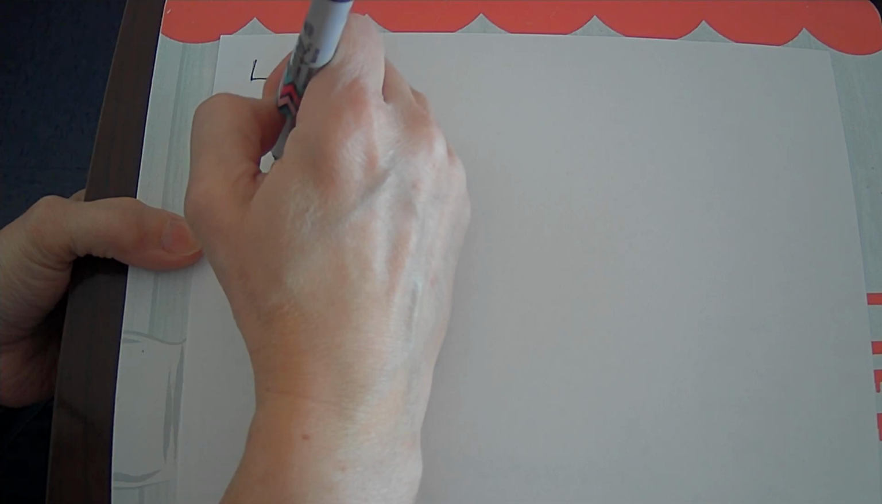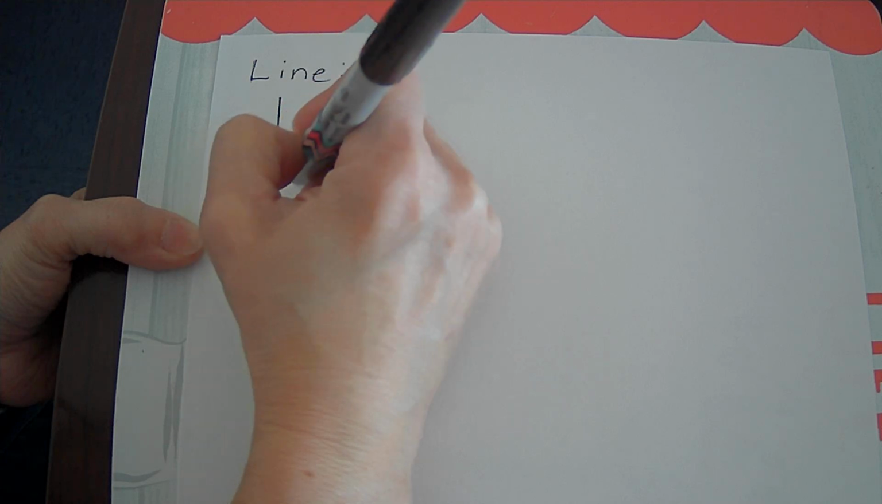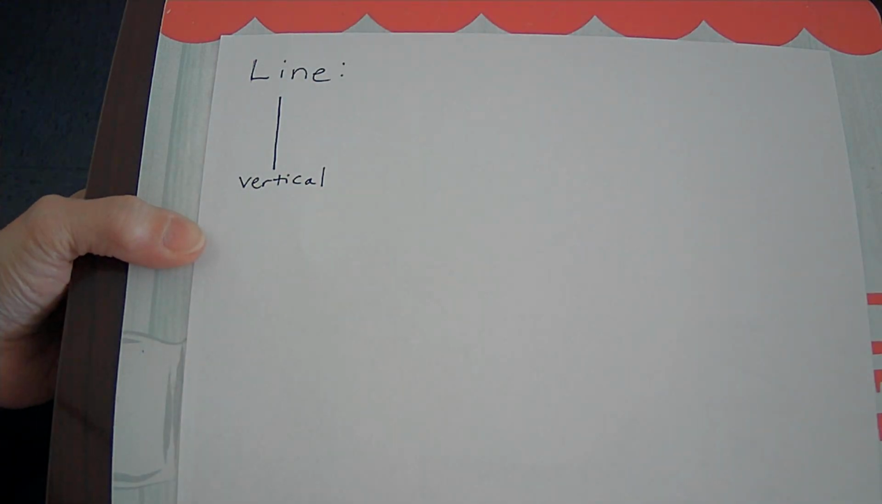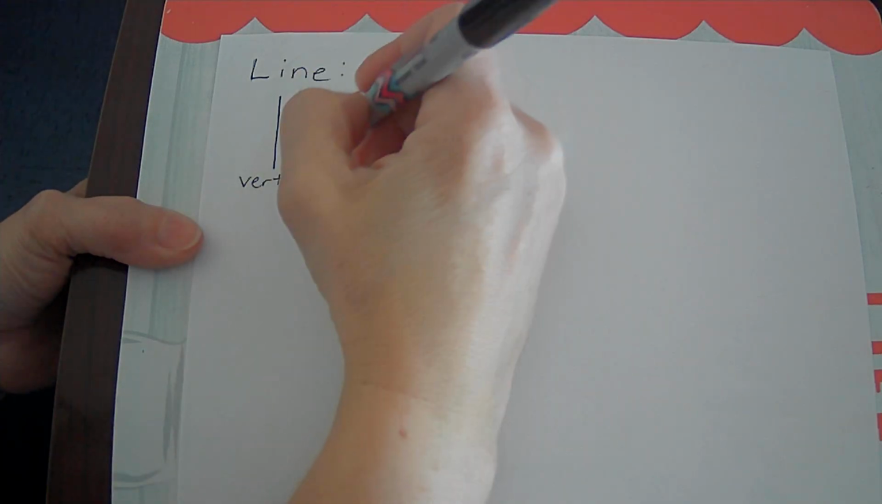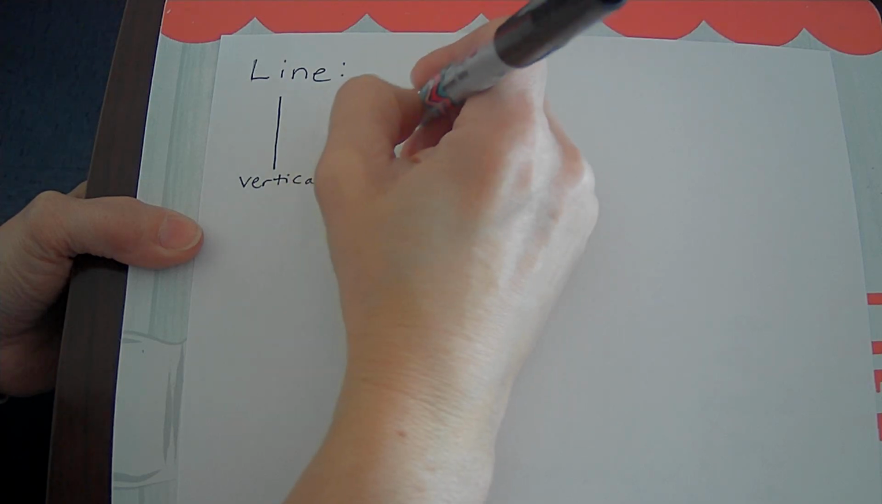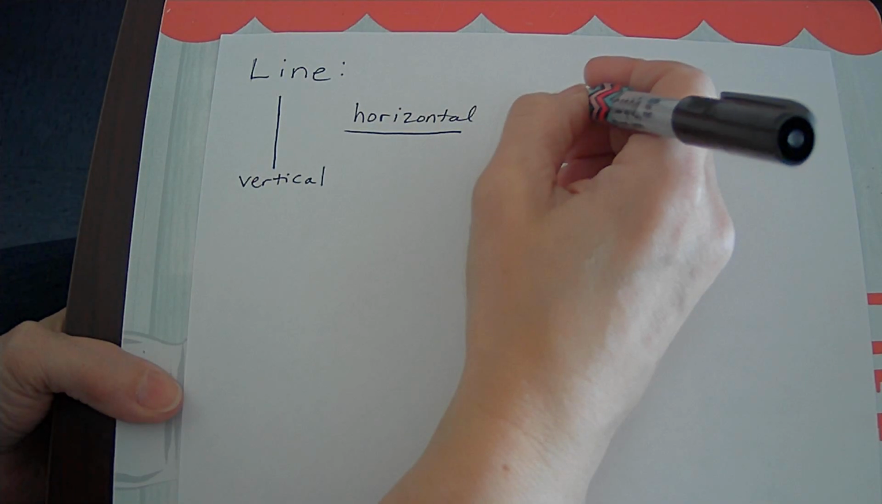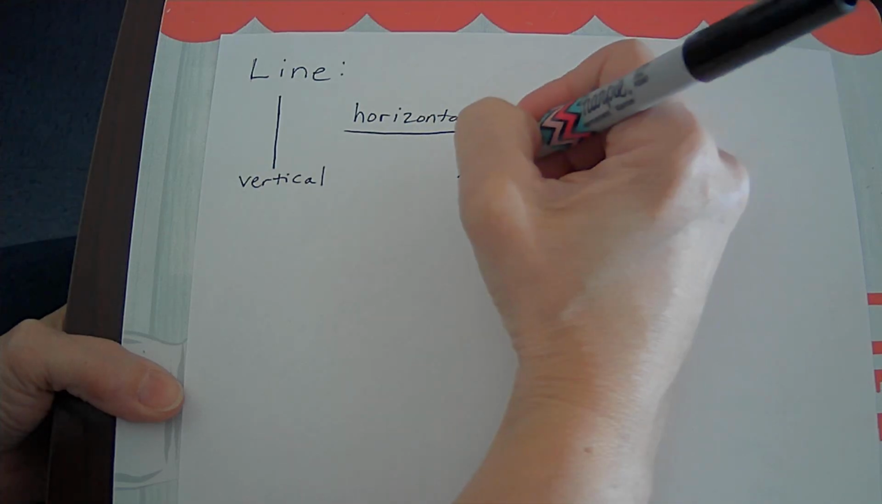My first type is going to be vertical, so just straight up and down. Freehanding it is fine. So now that I gave you one, can you guess another? Give me a guess. Yes. Yep. Horizontal. Very good. Horizontal is straight across. Give me another one. Diagonal. Diagonal can go in any directions, just a slanted line.